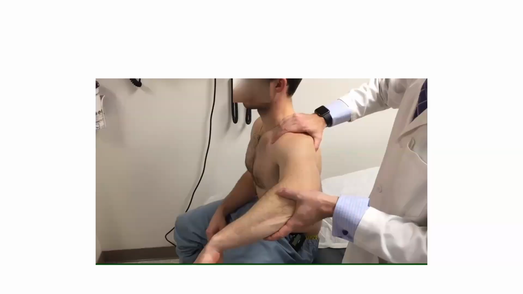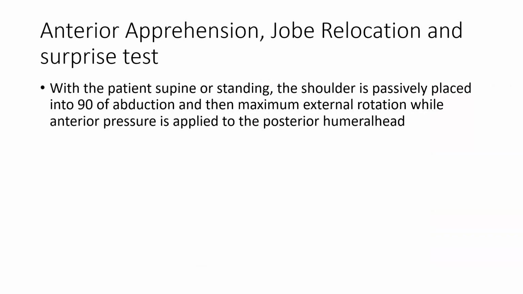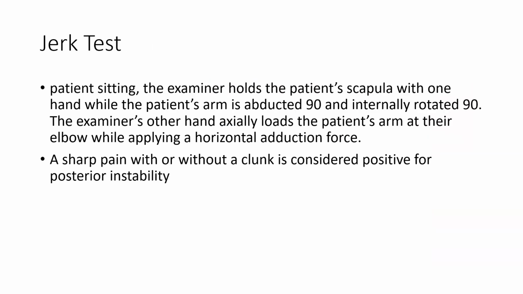These tests, the jerk test and the load and shift test, are actually for posterior instability. The anterior apprehension, jobe relocation, and surprise tests are for anterior instability. So from load and shift and jerk test, now we come to the Kim test.